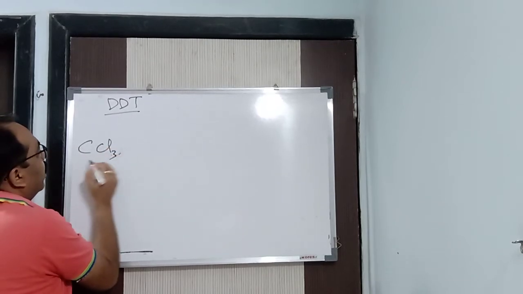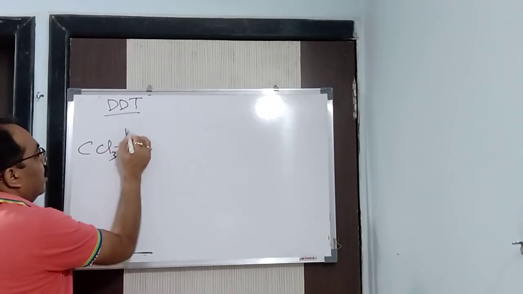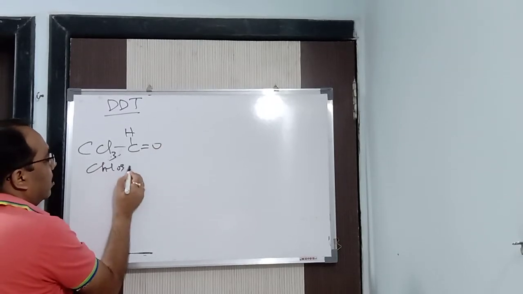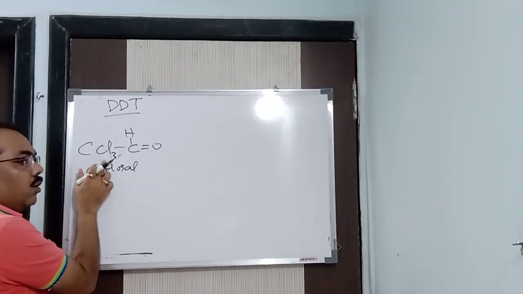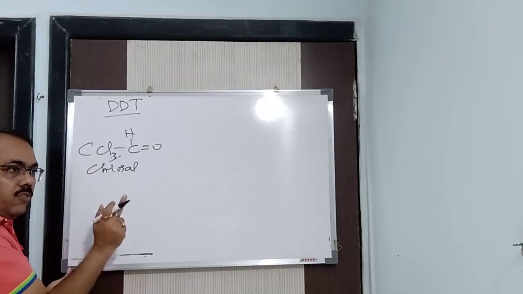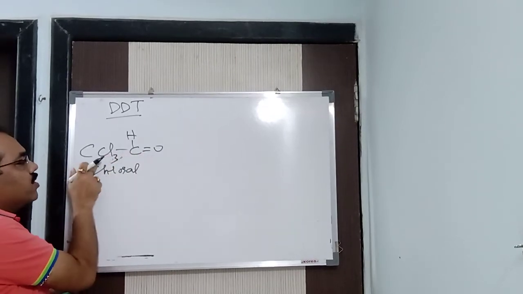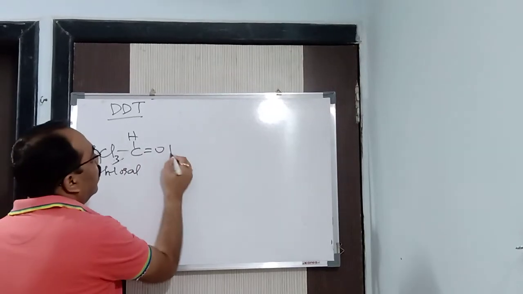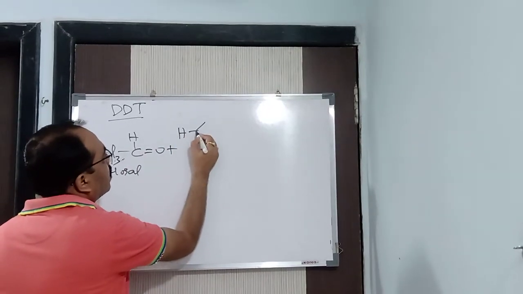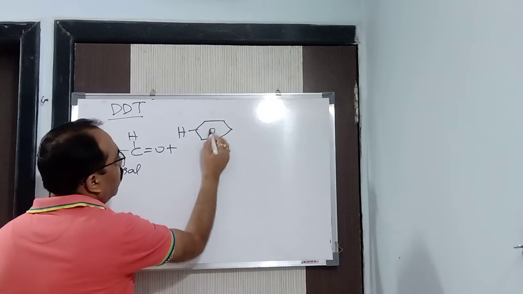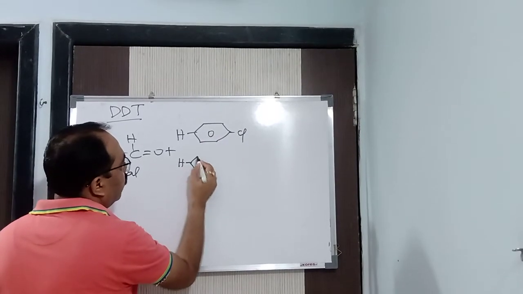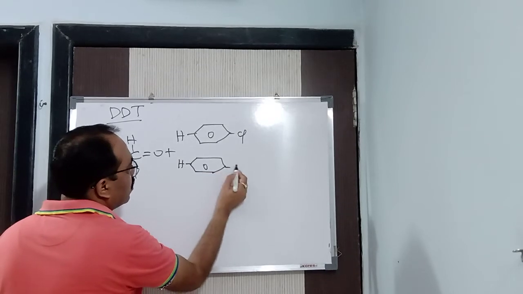See, I am taking here chloral, CCl3CHO. This is known as chloral, or you can say trichloroacetaldehyde. What is acetaldehyde? CH3CHO. So, 3 chlorine is there, so trichloroacetaldehyde. Now, here I am going to take chlorobenzene. This is one chlorobenzene and this is another chlorobenzene.